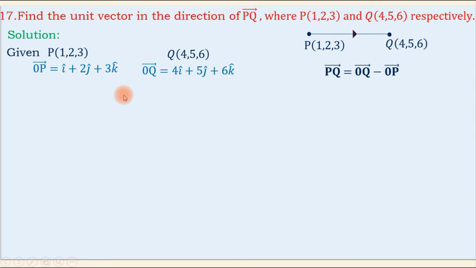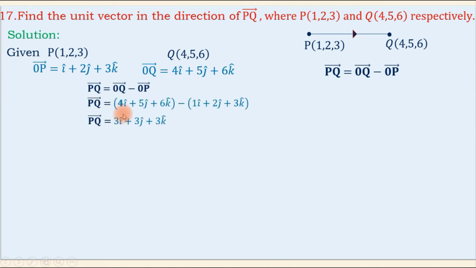Now take PQ vector, that is OQ vector minus OP vector, which is equal to 3i cap plus 3j cap plus 3k cap. Now take the magnitude of PQ vector, that is square root of 3 square plus 3 square plus 3 square, that is square root of 9 plus 9 plus 9. This is square root of 3 times 9.